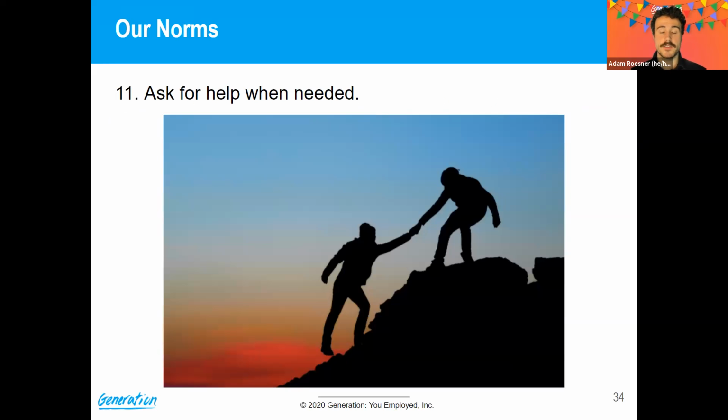Ask for help when needed. This goes along with asking questions when needed. But if you need help and you know that you need help and you don't ask for help, we will eventually discover that you need help, but it's going to be after you've needed help for a little while. It might be after a day, it might be after a week. Either way, we could have avoided a lot of the headache that we then have to resolve if you ask for help when you need it.